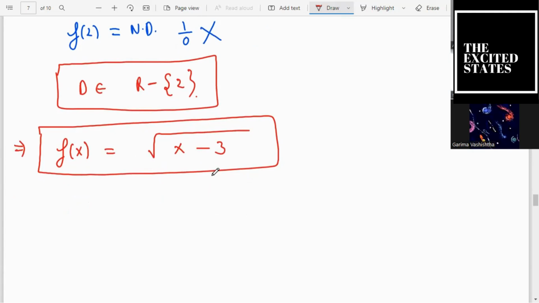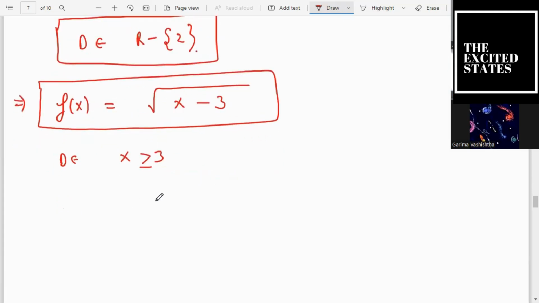Any value more than 3? Any value more than 3 or equal to 3, is it allowed or not? Equal to 3 is allowed, because 0 inside the square root is allowed. So x is greater than or equal to 3. You got it?